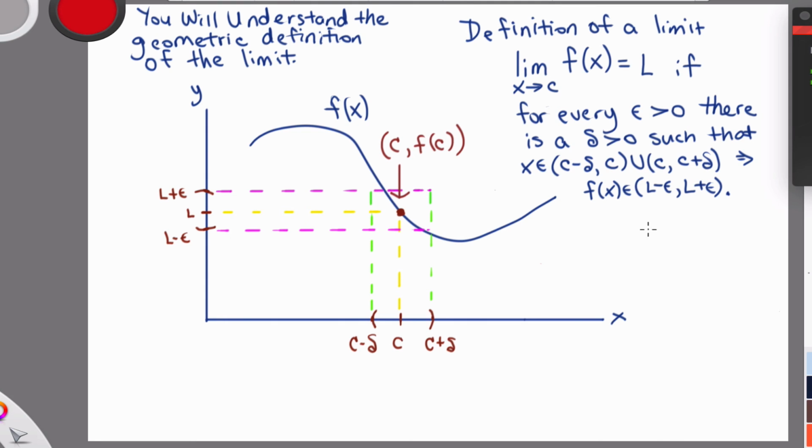Now we're prepared for the definition. The definition of a limit: the limit of f of x as x approaches c equals L if for every epsilon, remember the tiny number which creates an interval around our limit, there is a delta, which is the small number that creates an interval around our input value c, such that x is in this interval implies that f of x is in this interval, then the limit is L.